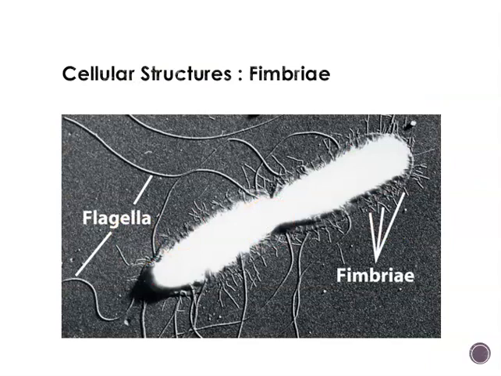Fimbriae are non-flagellar, sticky, hair-like appendages that allow some bacteria to adhere to one another and to environmental surfaces. So because of that, they are also a virulence factor. They're made of proteins.